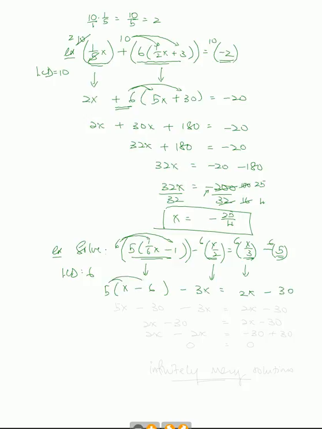So I'm going to distribute the 5 into the parentheses, which makes it 5x minus 30 minus 3x equals 2x minus 30. So I'm going to combine like terms. That's step 2. 5x minus 3x is 2x minus 30. And on the right side, you notice is again 2x minus 30.